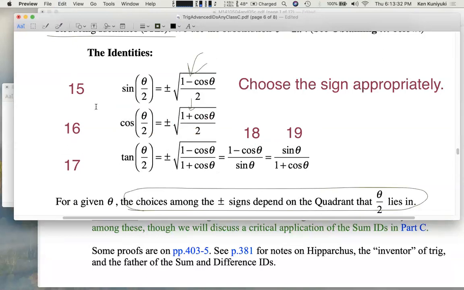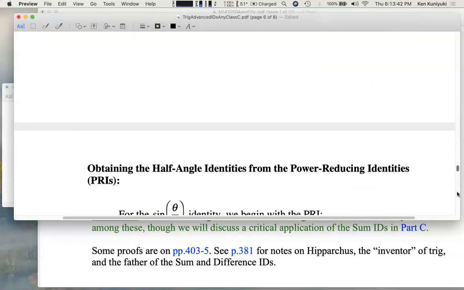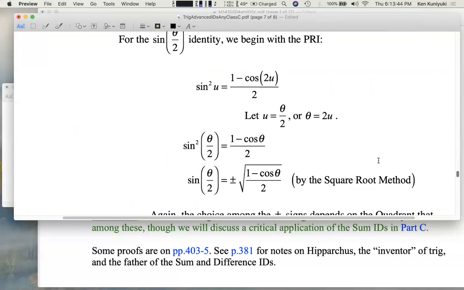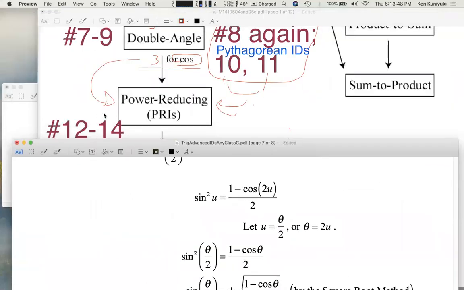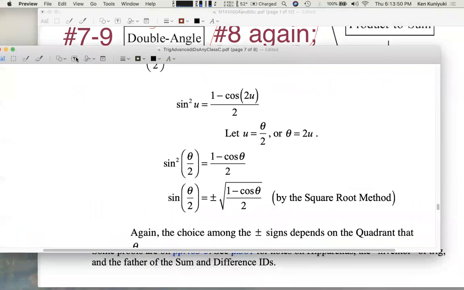Okay, now, as I mentioned before, it might be easier to derive this directly from the PRI instead of memorizing this. How do we do that? Okay, so let's go down to the proof over here. All right, so here's a PRI. It's number 12, I guess. It's number 12.